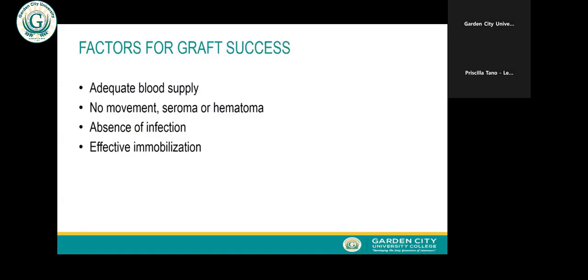Failure. What do you think are some of the factors that will lead to graft failure? Yes, poor blood supply, right?